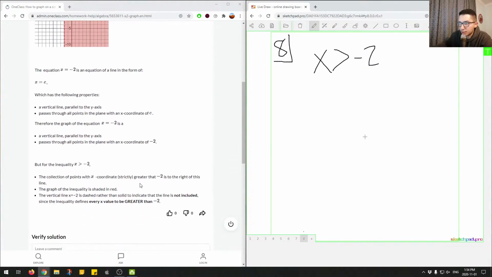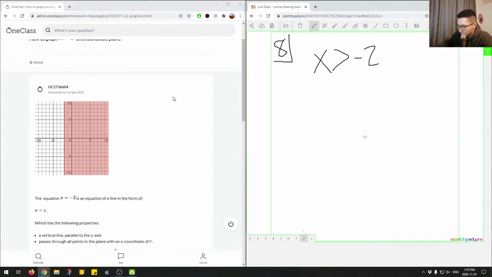And then they describe how they go about getting this. A vertical line is dashed rather than solid to indicate that the line is not included, since the inequality defines every x value greater than -2. So if you're given this question on a test, you don't necessarily have to show all these grid lines. All you really need to do is as follows.